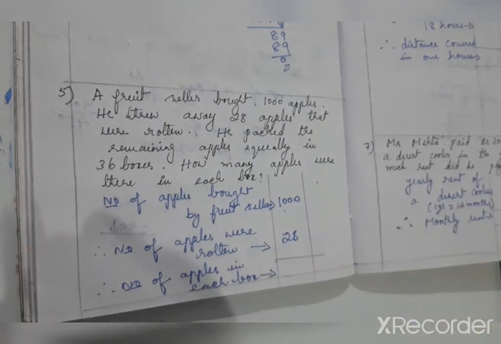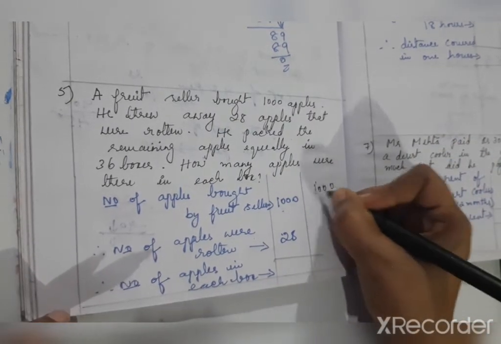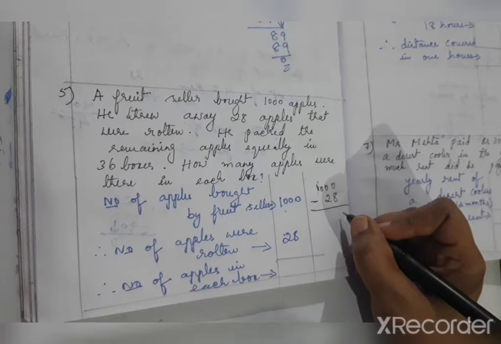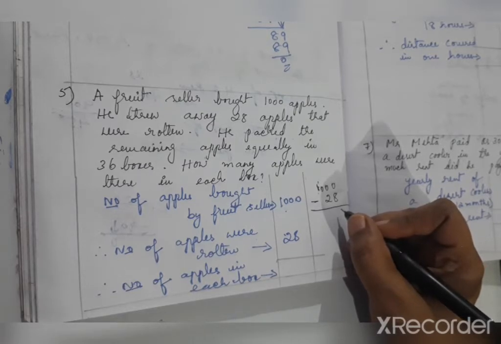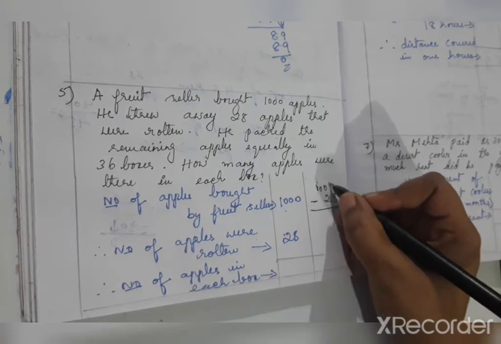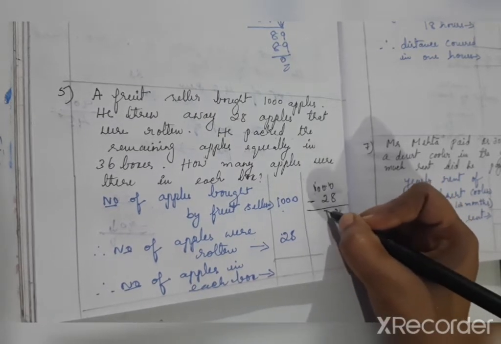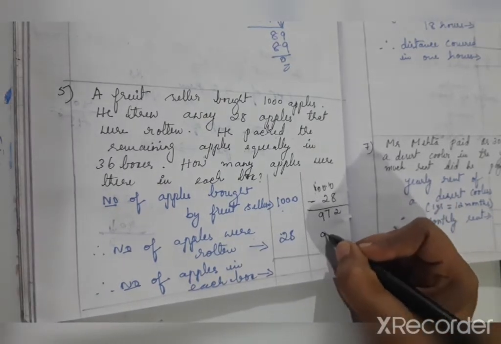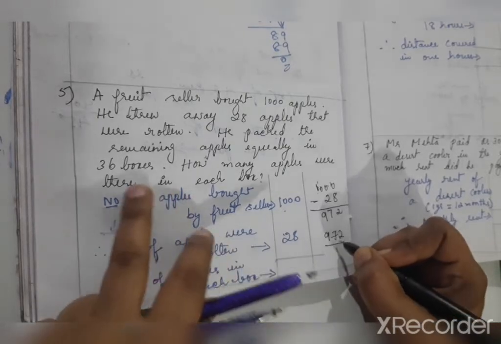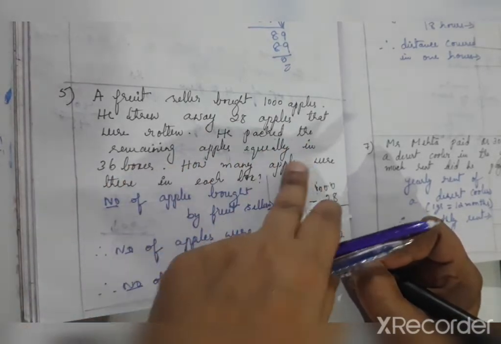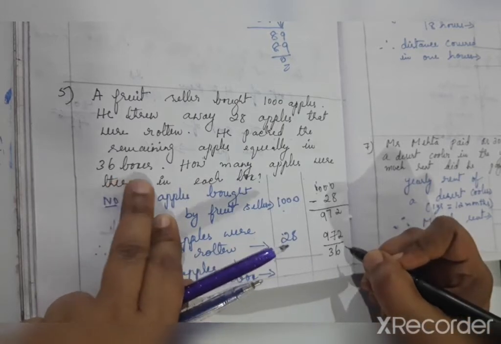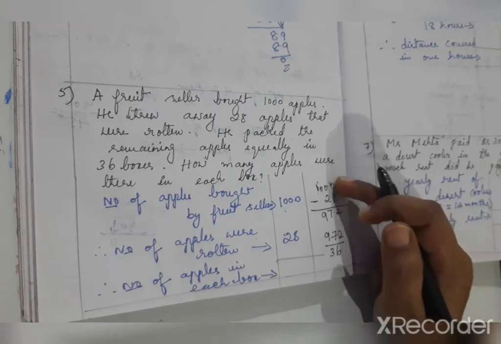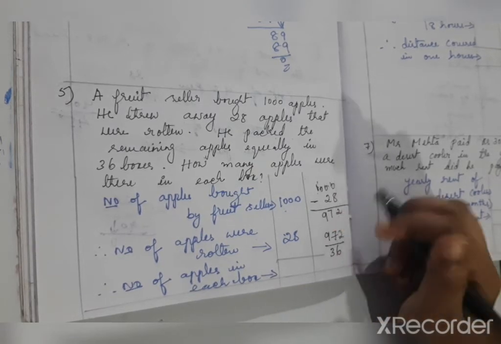We know that out of the 1000 apples he brought, 28 apples are rotten. Rotten means spoiled. Now we have to find 1000 minus 28. 10 minus 8 is 2, 9 minus 2 is 7, and so 972. Now 972 divided by 36, because he packed the remaining apples equally in 36 boxes. So after subtracting the 28 damaged apples from 1000, the total number of apples is now 972.